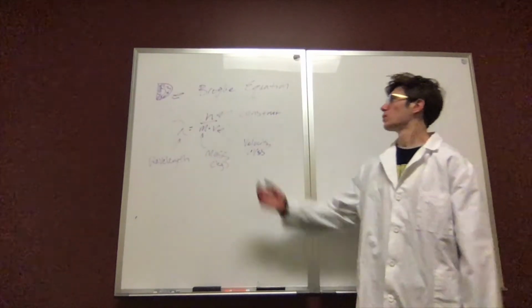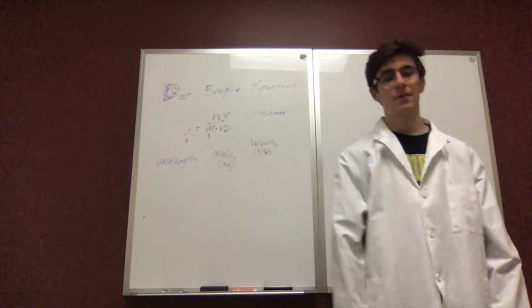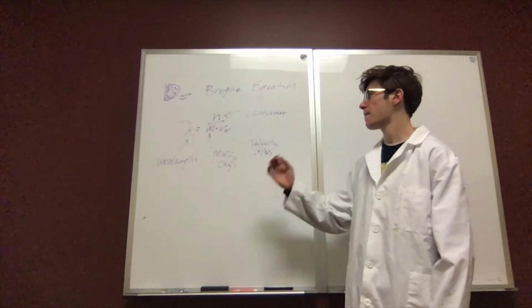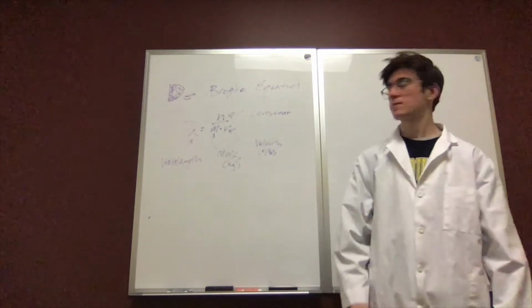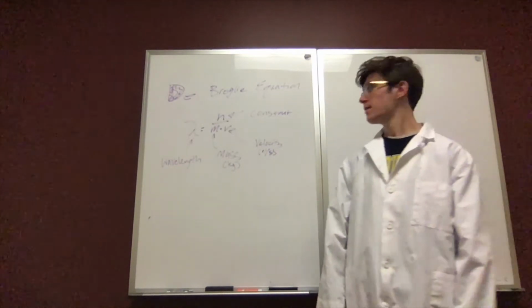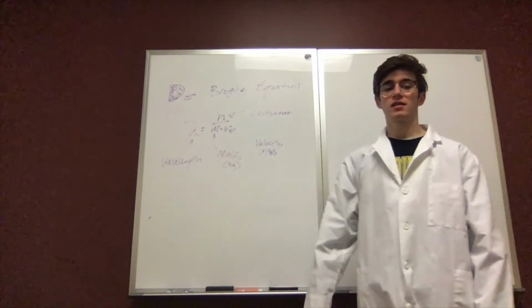D corresponds with de Broglie's equation. It's defined as an equation describing the wavelength properties of matter, and it is stated as wavelength is equal to Planck's constant divided by mass times velocity, where mass is measured in kilograms and velocity is measured in meters per second. Now, an increase in mass or velocity would indicate a decreased wavelength and also an increase in energy.